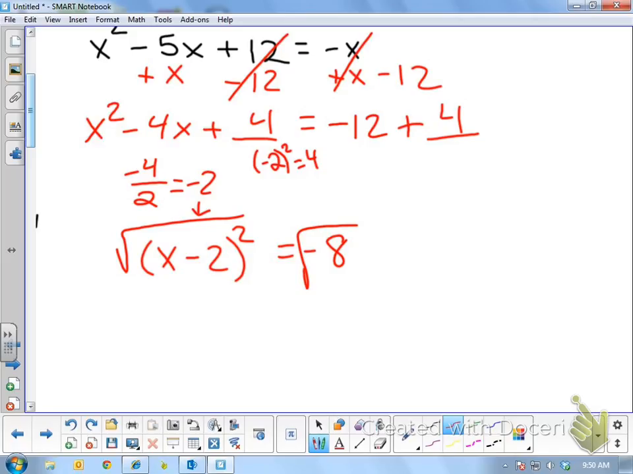So when I square root, Sophie, what happens to the squared and the square root? They cancel each other out. Which also means I don't need the parentheses anymore. If I don't have the squared there, the whole point of the parentheses was because we had the squared. I can get rid of the parentheses. And every time I square root something, what should happen? We should write a special symbol in. Plus or minus.